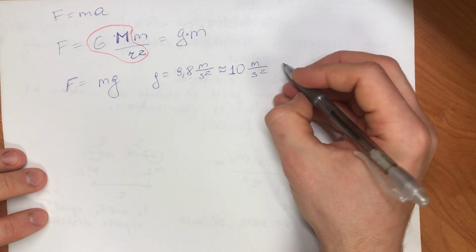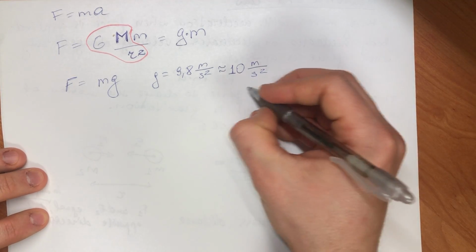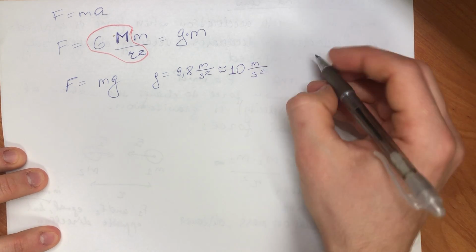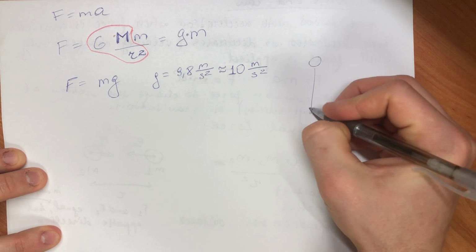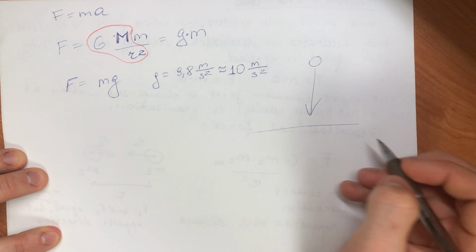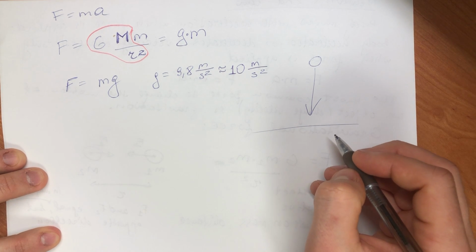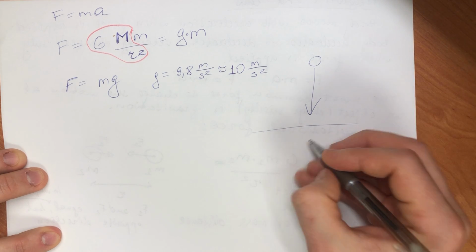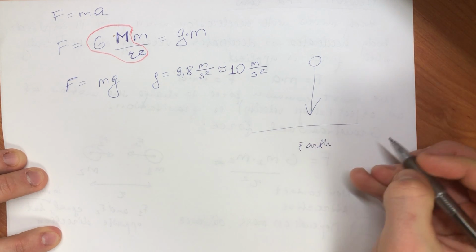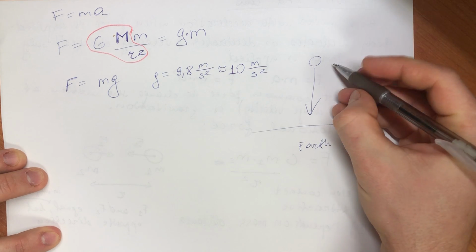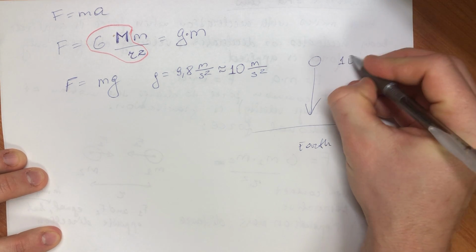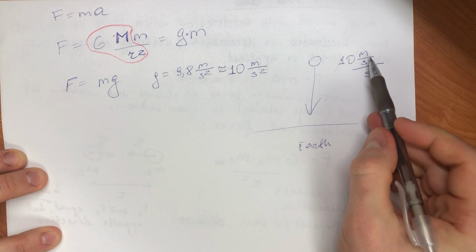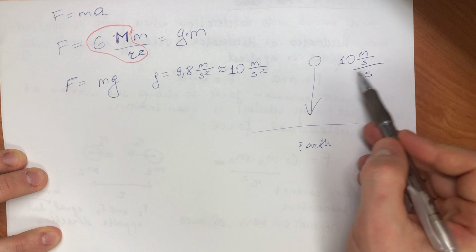So it means that every second, if an object is falling down to Earth, Earth's gravity is attracting the object, so its speed increases every second. Its speed increases by 10 meters per second, every second.